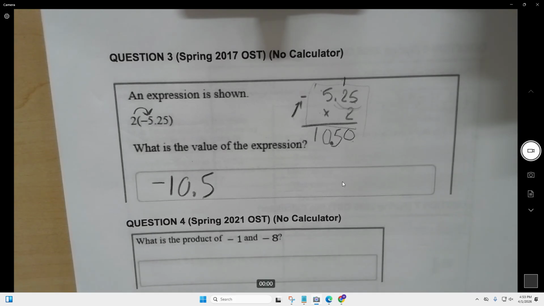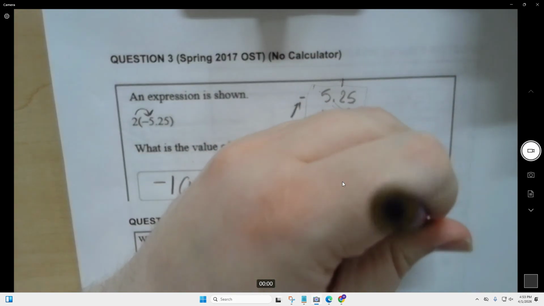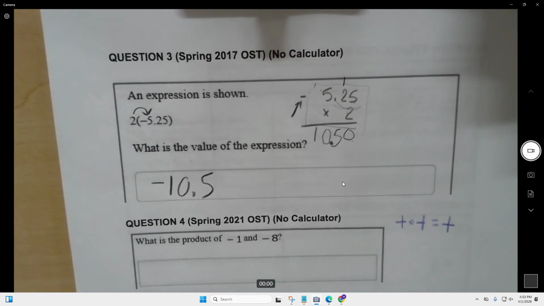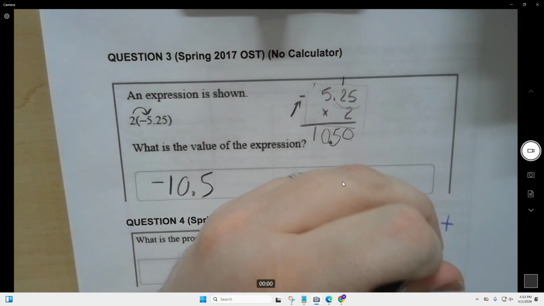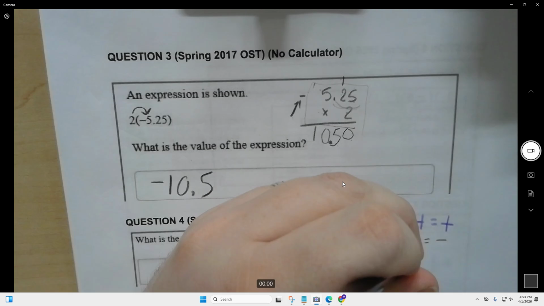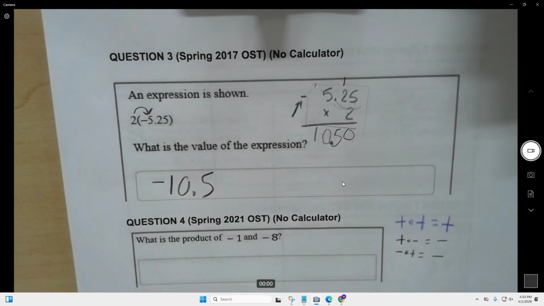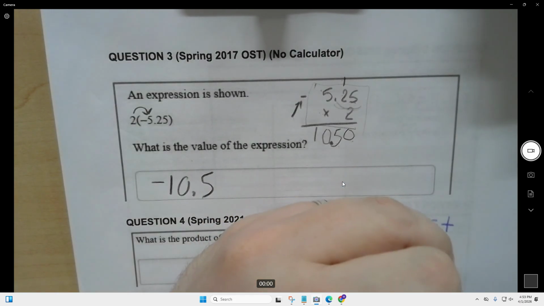Question 4. What is the product of negative 1 and negative 8? So here's the rule of multiplying by negatives. If both numbers are positive, if you have a positive times a positive, that makes a positive. If the first number is positive and the second number is negative, you end up with a negative. If the first number is negative and the second number is a positive, you end up with a negative. And if both numbers are negative, you end up with a positive.